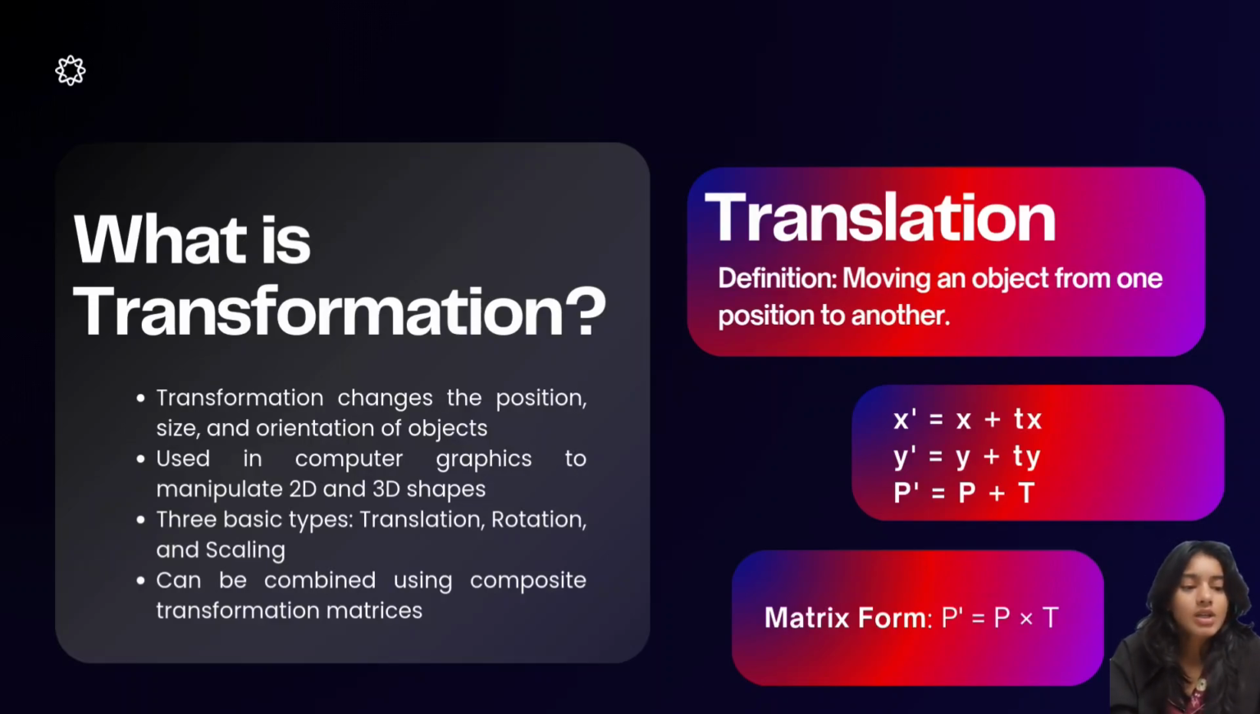In translation, basically translation means moving an object from one position to another. So we'll write x dash equals x plus dx, t is translation, y dash equals y plus dy, and p dash equals p plus t, and p is the position. To find the position of the object and to find the translation, we'll use the x dash and y dash. So matrix form of this is p dash is equals to p into t.